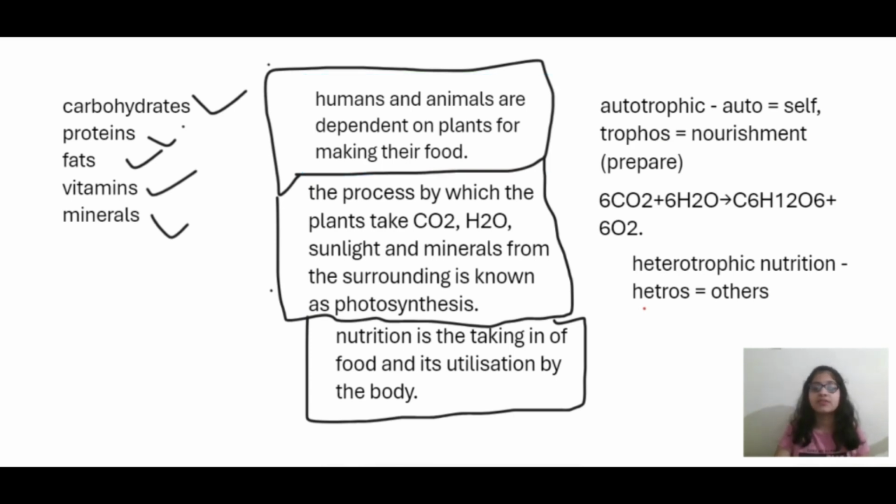Next, the process by which plants take CO2, H2O, sunlight and minerals from the surroundings is known as photosynthesis. Basically, the plants take carbon dioxide, water, sunlight and minerals from the surroundings, and using all these they prepare their food, which is known as the process photosynthesis. The equation of photosynthesis is 6CO2 plus 6H2O gives C6H12O6 plus 6O2. In the word equation, it becomes carbon dioxide plus water gives carbohydrate plus oxygen.